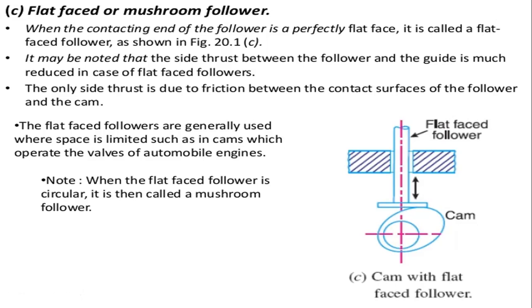The only side thrust is due to the friction between the contact surface of the follower and the cam. In the picture you can see the difference. On the axis point it is not touching the cam, but it is touching with the side face, because the cam is not in a circular position. It is a radial cam. That is why it is touching in the other direction but not at the axis.